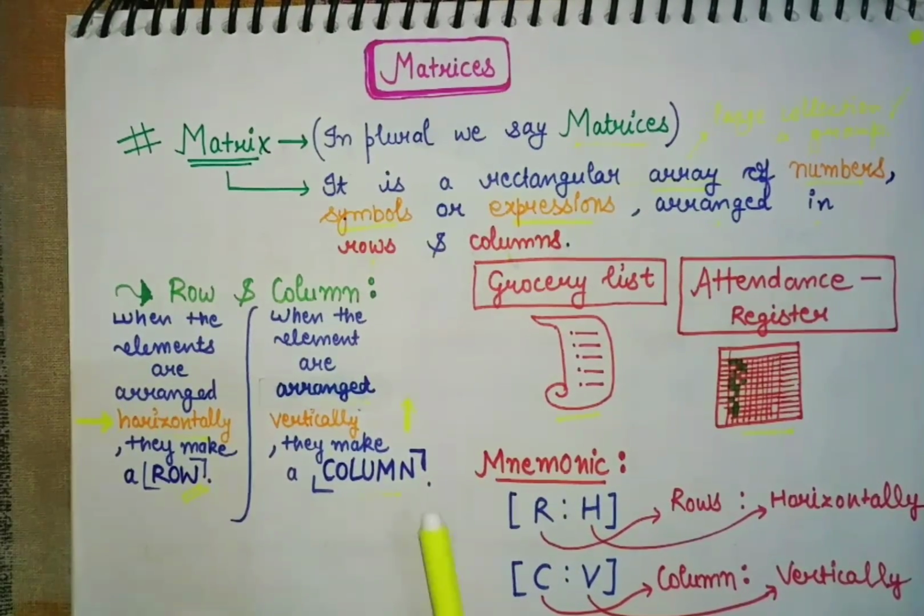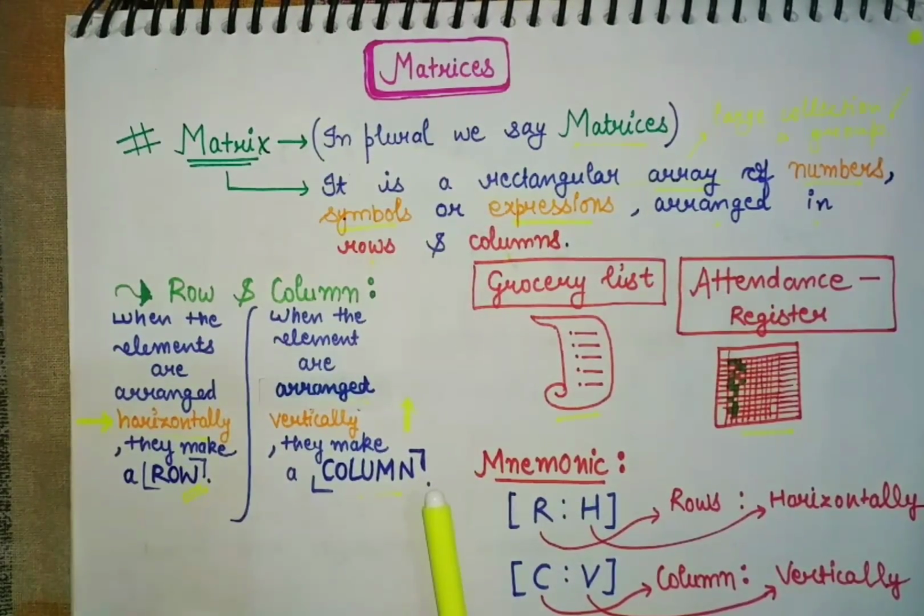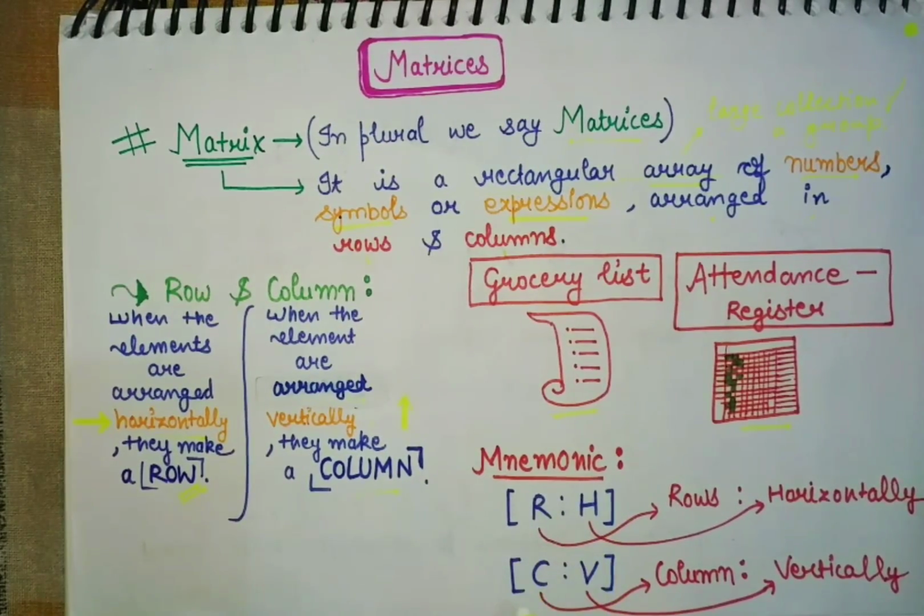So, let's see a mnemonic for them. The mnemonics are RH and CV. Both are acronyms. You must have heard RH as restricted holiday provided to government employees, and CV as curriculum vitae. So I think it would be easier to remember row as horizontally, column as vertically, where R stands for rows and H stands for horizontally, C stands for column, V stands for vertically. RH, CV.